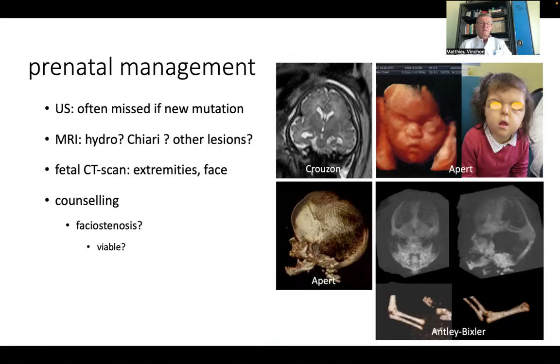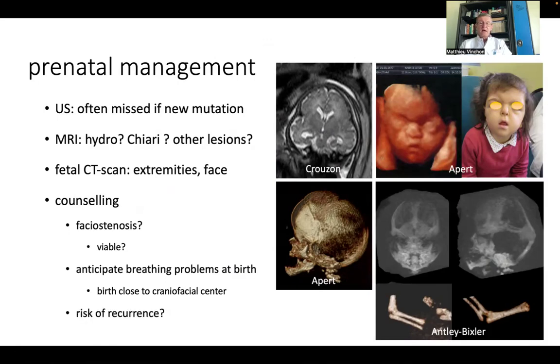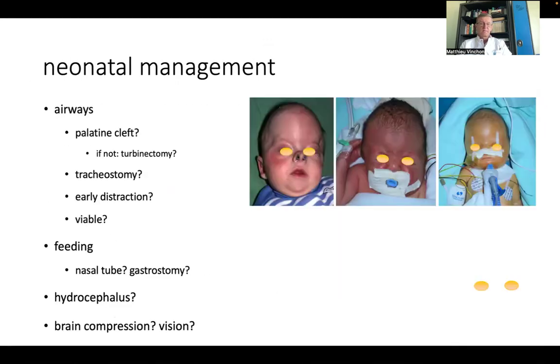Then we have to counsel the patient, the family. If there is a severe faciostenosis, we have to inform them that the child may not be viable. And we have to anticipate the breathing problems at birth. That means that the birth should be programmed close to the craniofacial center. And we have to think about the risk of recurrence. So we have to check the father and the mother and look at whether there is a high risk or not of recurrence for further pregnancy.